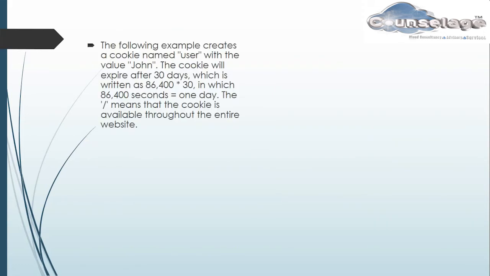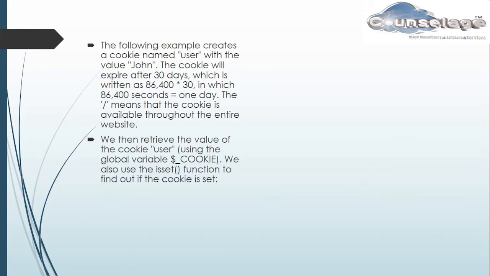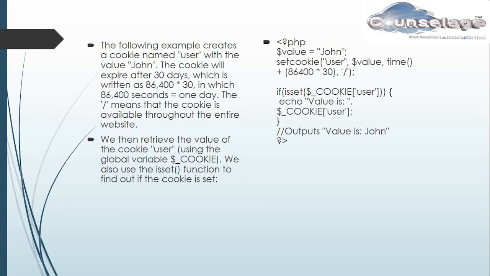The following example creates a cookie named user with the value John. The cookie will expire after 30 days, which is written as 86,400 times 30, in which 86,400 seconds equals 1 day. The / means that the cookie is available throughout the entire website. We then retrieve the value of the cookie user using the global variable $_COOKIE. We also use the isset function to find out if the cookie is set. So here you can have a look.